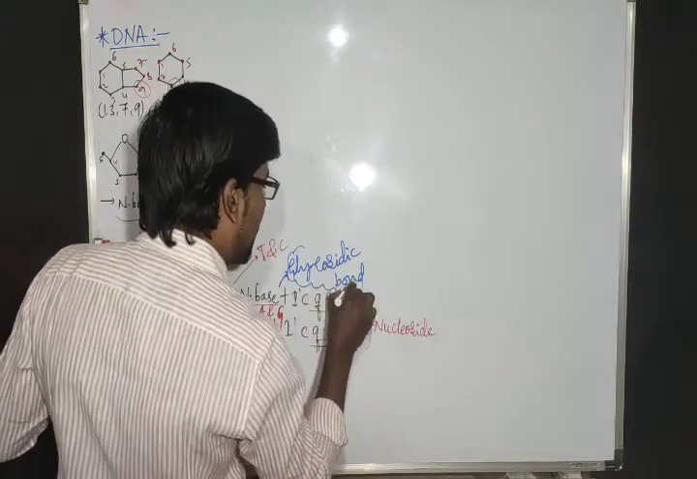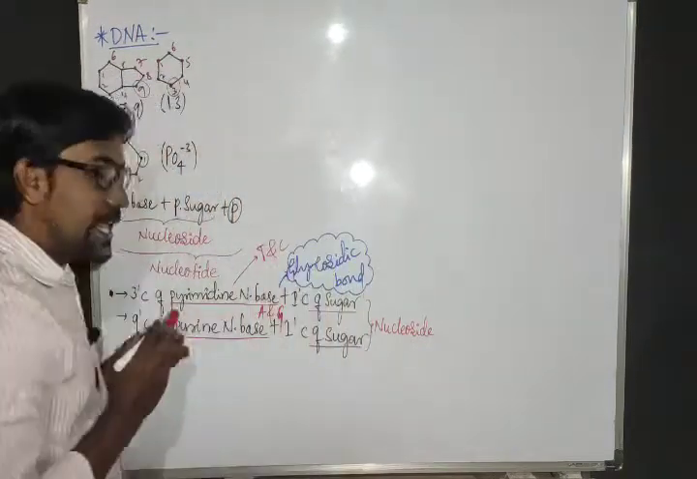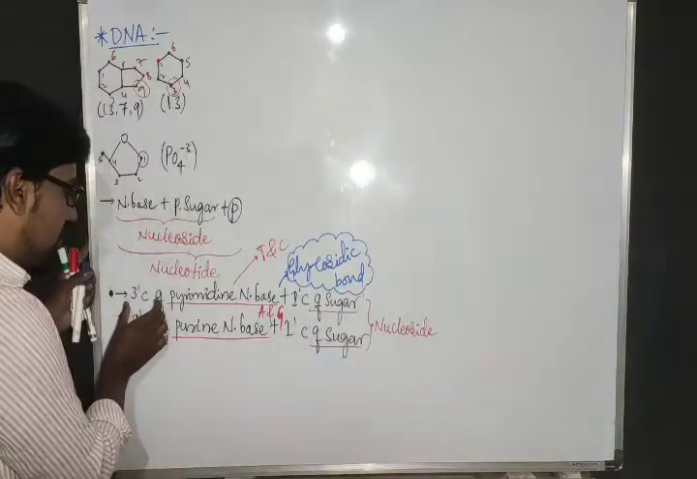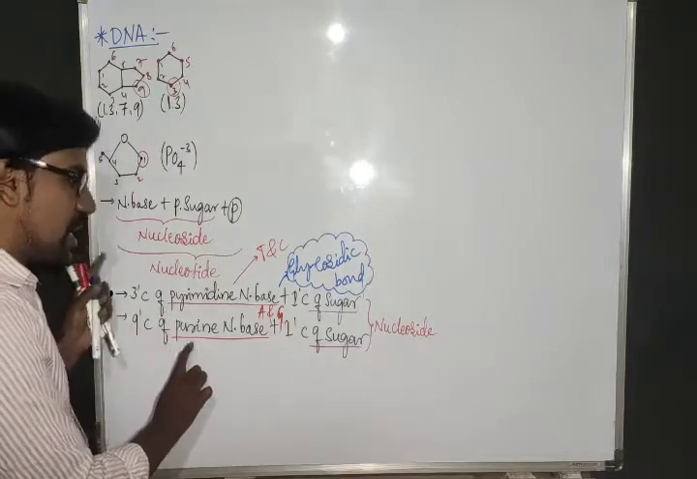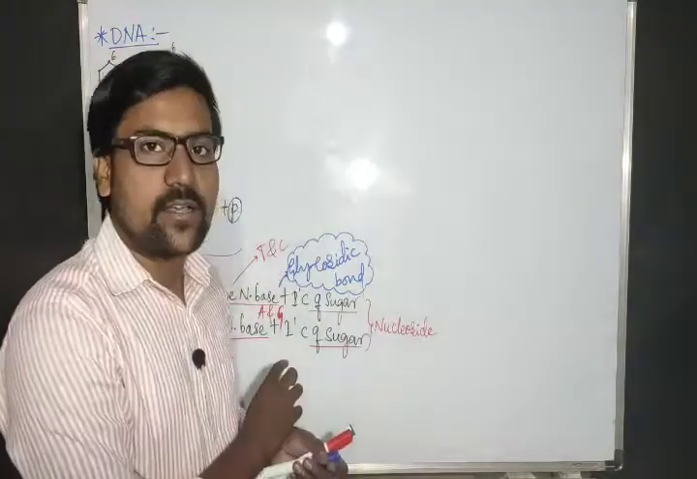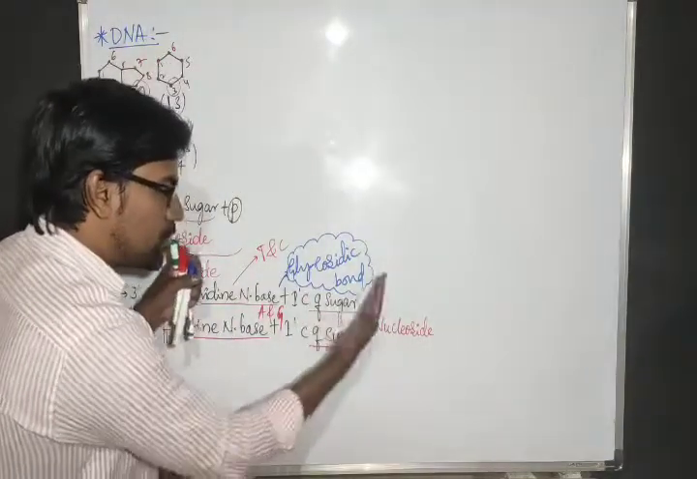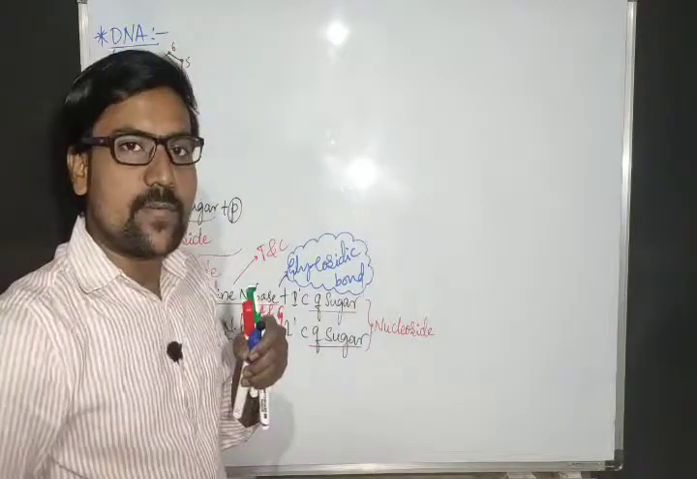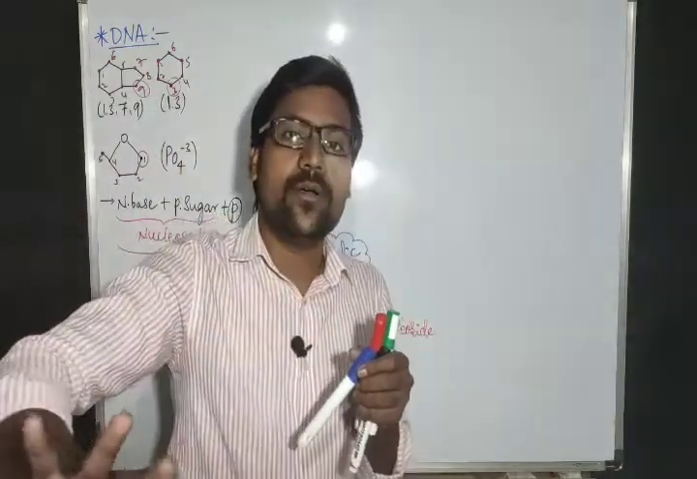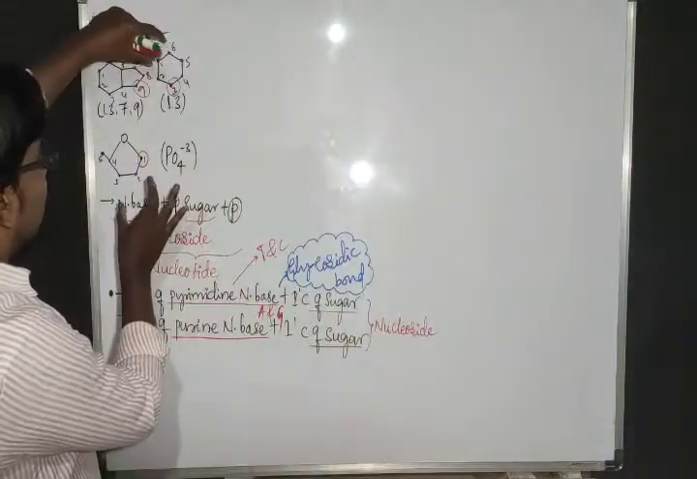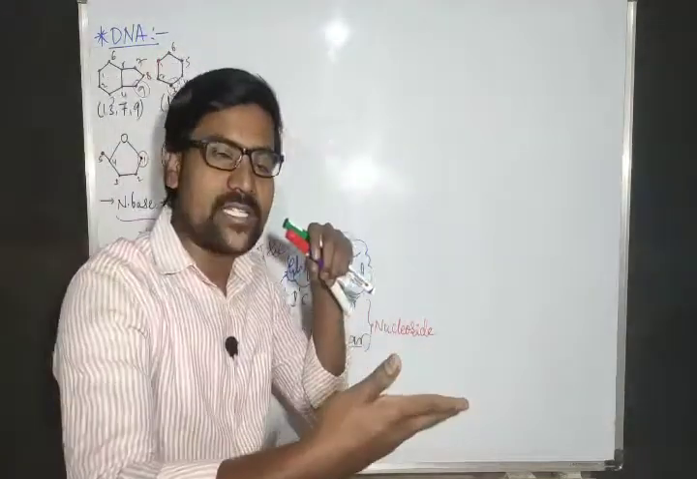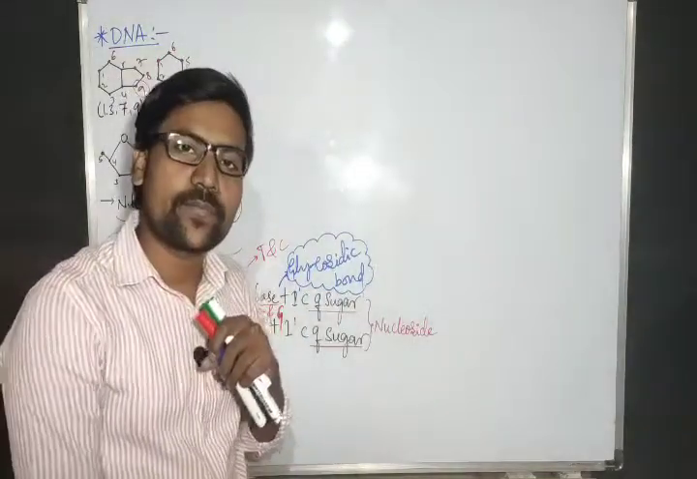What is the bond name? Glycosidic bond. The glycosidic bond is found between the first carbon of the sugar and the third carbon of the pyrimidine or the ninth carbon of the purine base, to form what? Nucleoside. What is the connecting bond here? The sugar and nitrogen base connecting bond is the glycosidic bond. And this glycosidic bond is formed by the elimination of H2O. So when these molecules are combined to the sugar, a water molecule is eliminated and the bond is formed. That bond is the glycosidic bond.